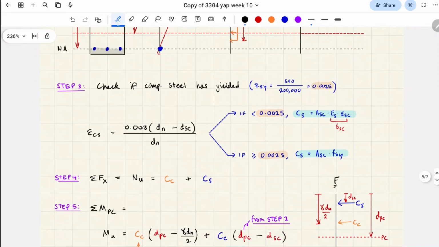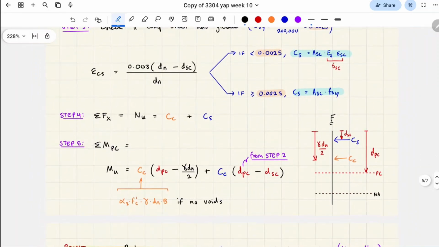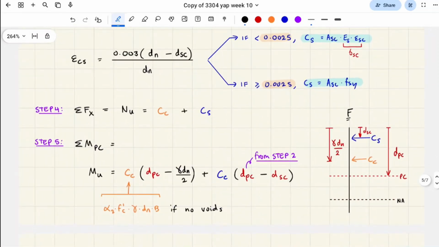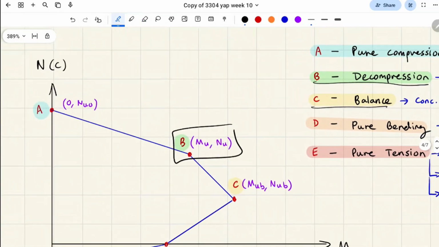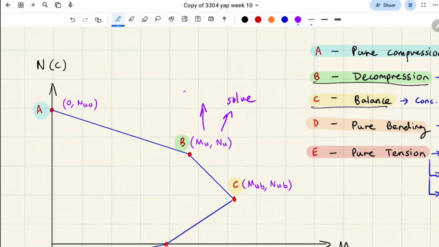Okay, but the thing is, let me show you the graph again. We're solving for this point, right? Step 1 is solve this, and then step 2 is solve this. We need to solve for both the axial force and the moments, because both of them are non-zero in this stage.